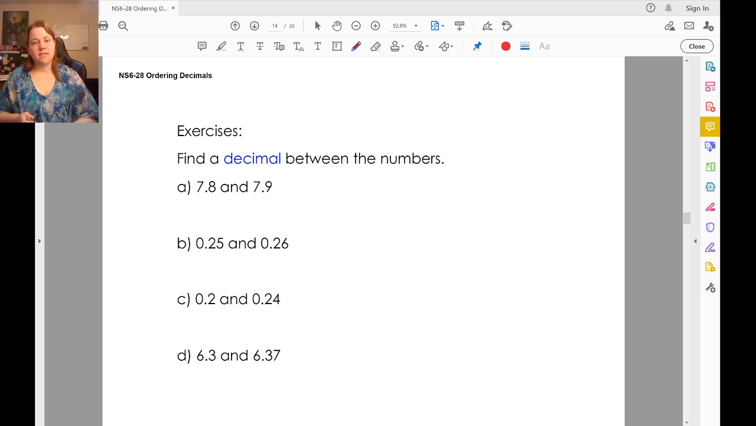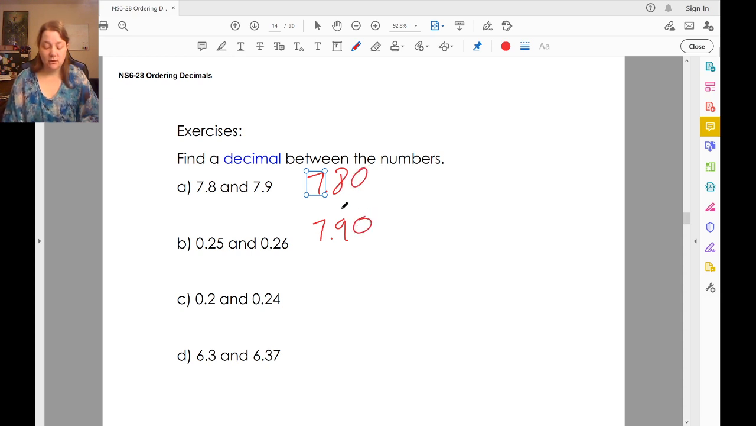All right, let's talk about it real quick. I'm just going to do the first two. 7.8 and 7.9. I need something in between there. There's no number between 7 and 8, or between 8 and 9. So I'm going to add a 0 on here. And I might say 7.81. I might say 7.89. I might say 7.88. Anything in between there will work.